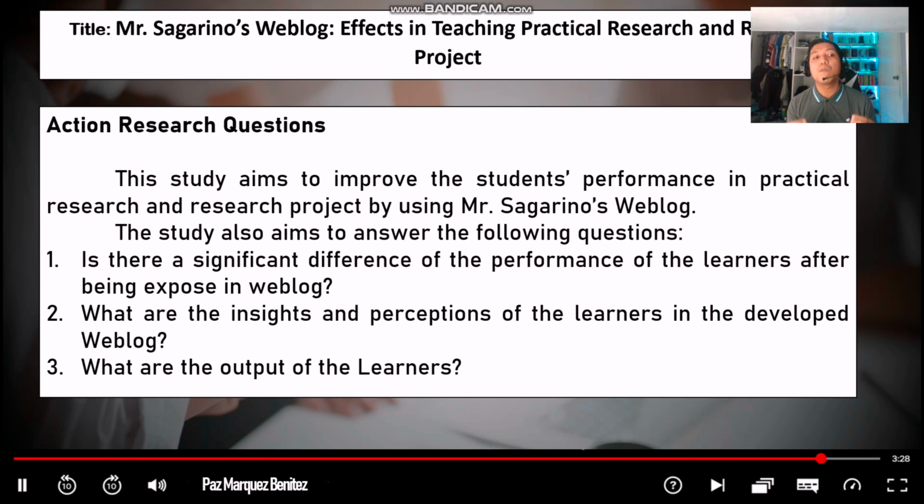And then the second one is, what are the insights and perceptions of the learners in the developed web app? Again, to support my claim in question number 1. So what was my answer to question number 1? The answer to question number 2 is to support my claim in question number 1. And lastly, what are the outputs of the learners? Since this is a practical research and research project, I really want to know the quality, the result or output, of my learners in terms of making research.